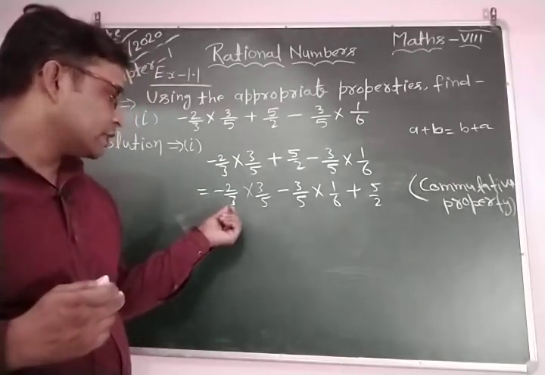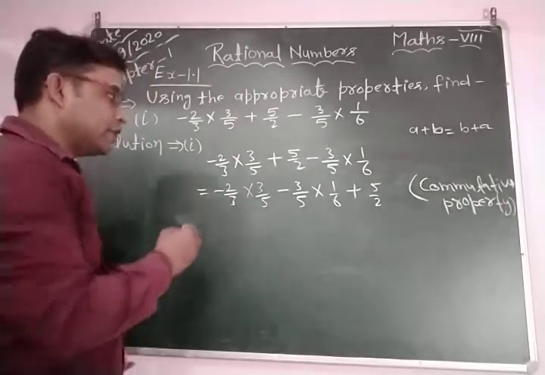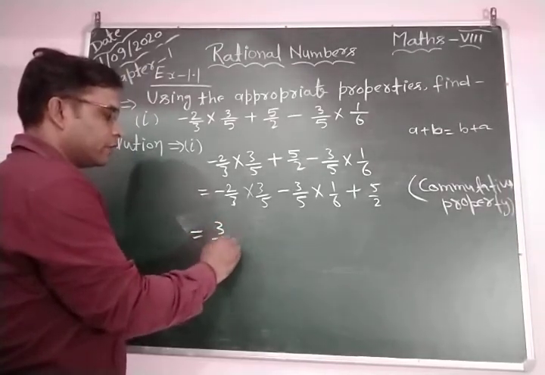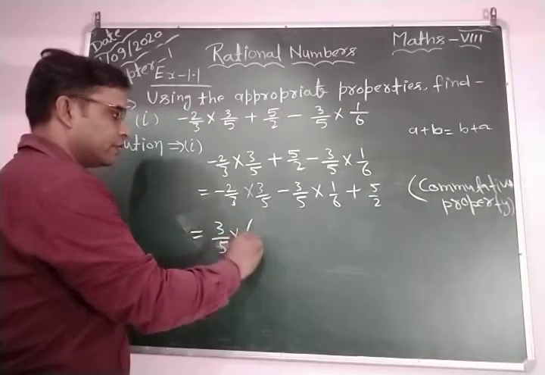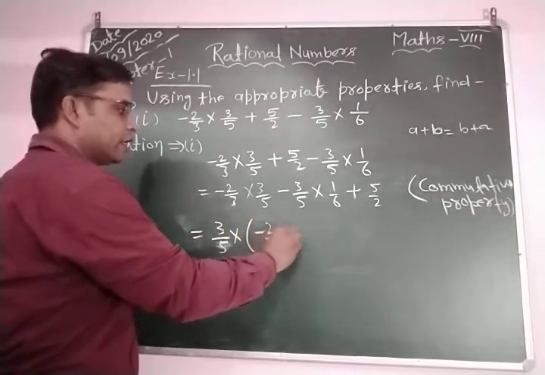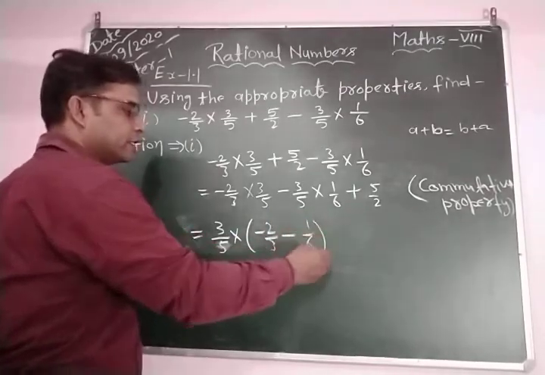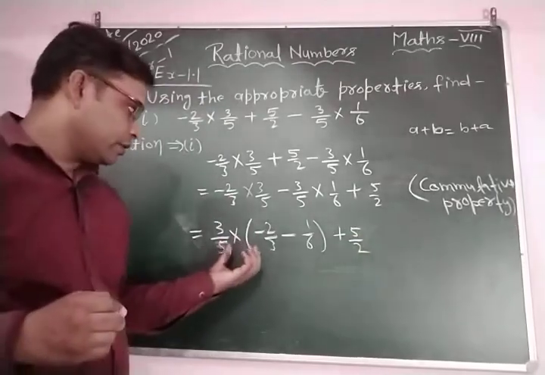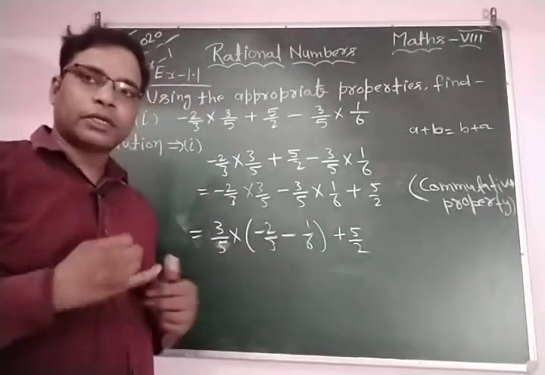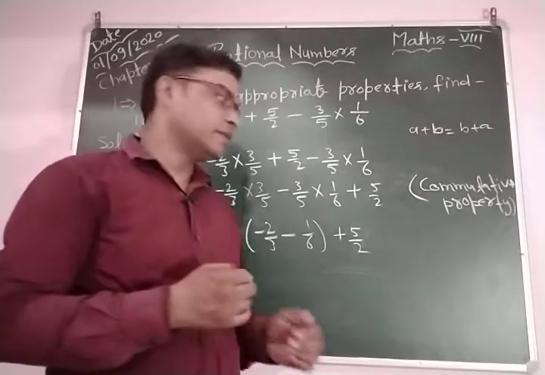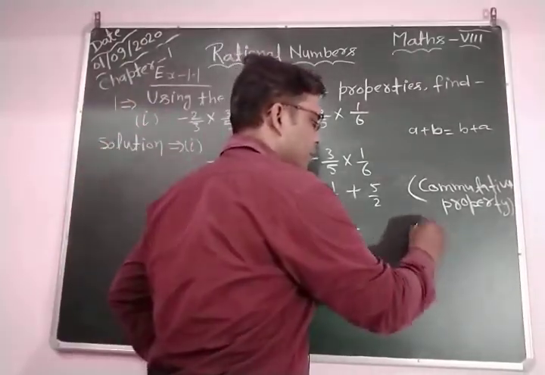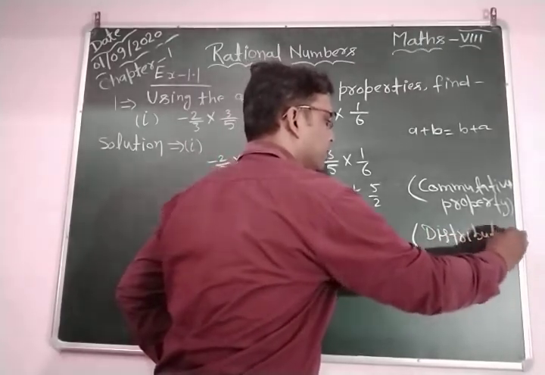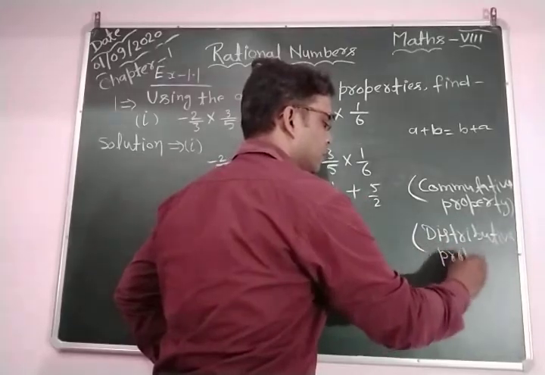After this you can see what is common between them: 3 by 5. If we take 3 by 5 common, then into the bracket we have minus 2 by 3 and minus 1 by 6, plus 5 by 2. Now what property did we use here? The distributive property.